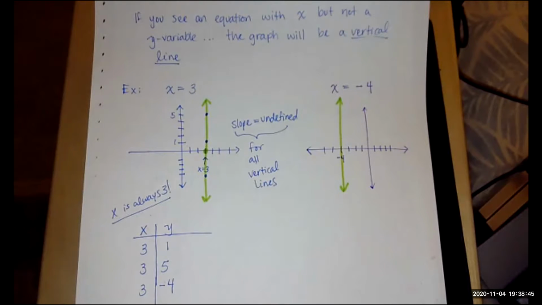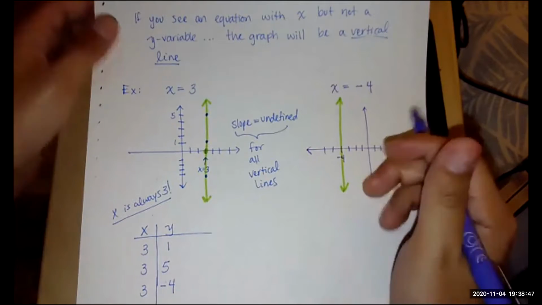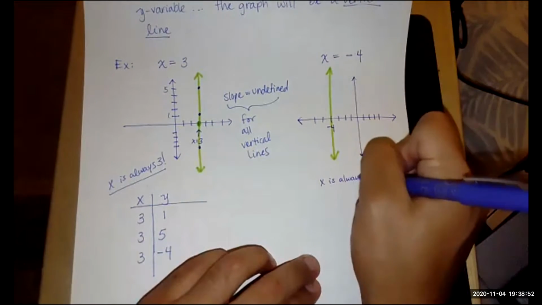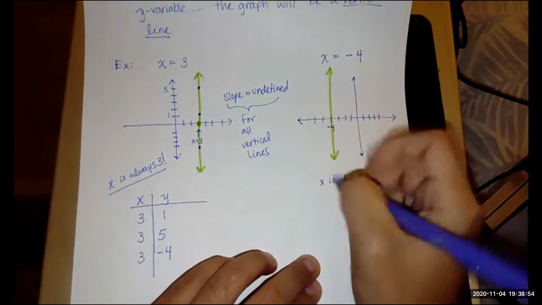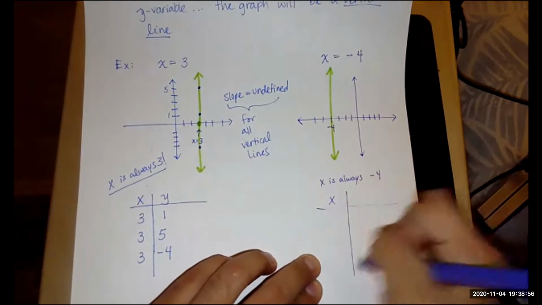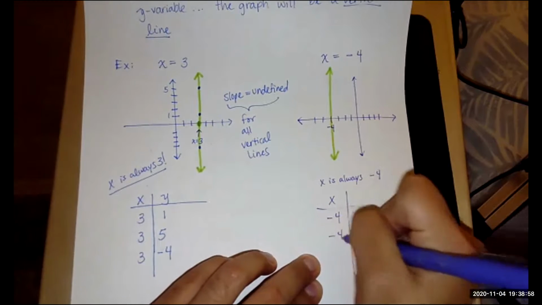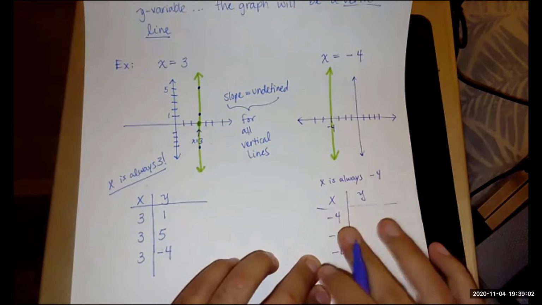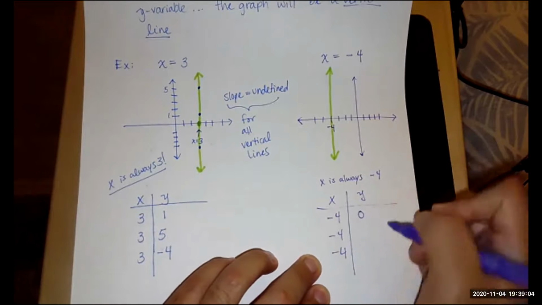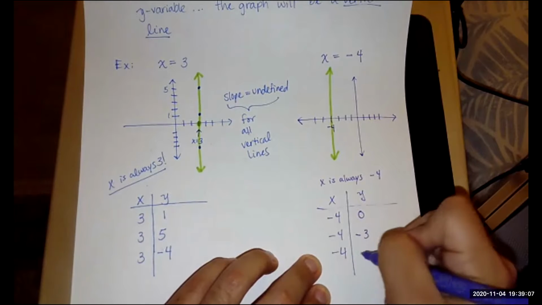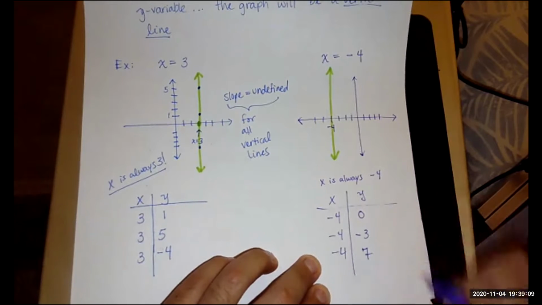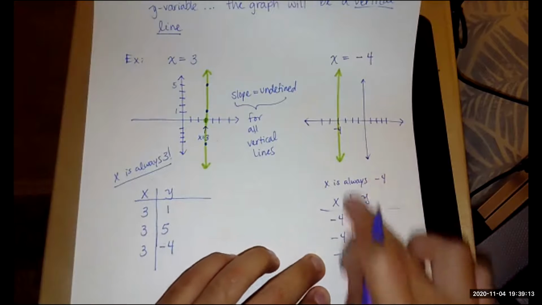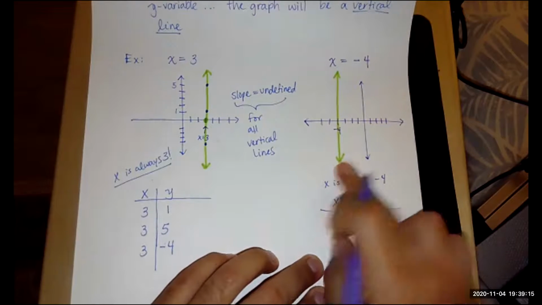And if I wanted to get a table of ordered pairs, this equation is telling me x is always negative 4. So I can make a table the same way I did over there, where I can just put negative 4 for x. That's never going to change. And the y value, it doesn't matter what y values we choose. We could choose 0, we could choose negative 3, we could choose 7. And all of these ordered pairs would fall on this green line that I drew.